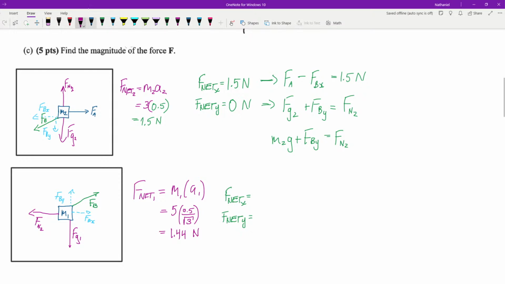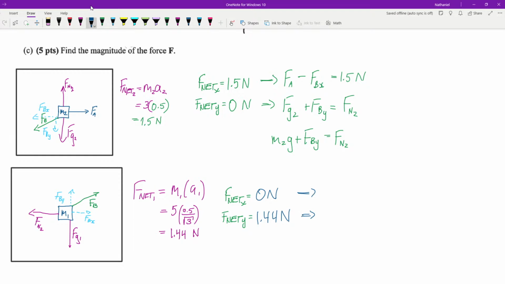M1? Well, in the X direction now, it's 0. And in the Y direction, that is actually your 1.44, right? It's purely in your Y direction. So let's do the same kind of thing. Let's sort of talk about FNet X, FNet Y.